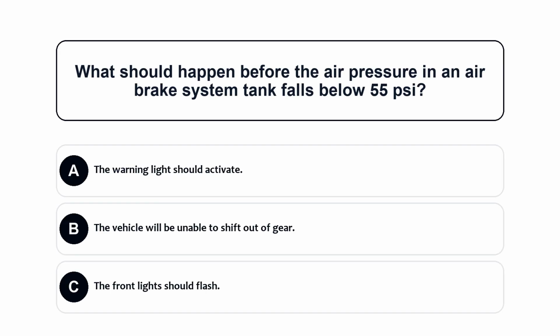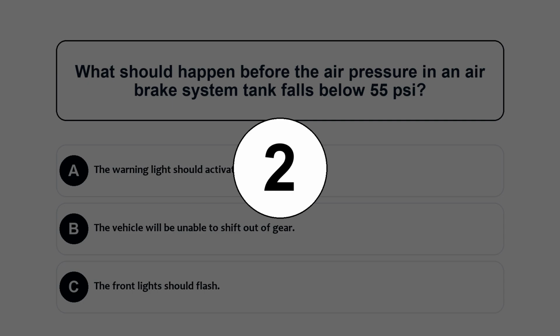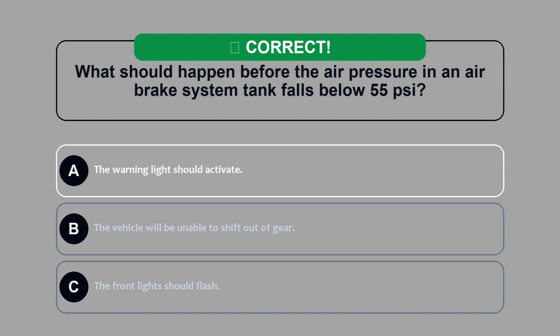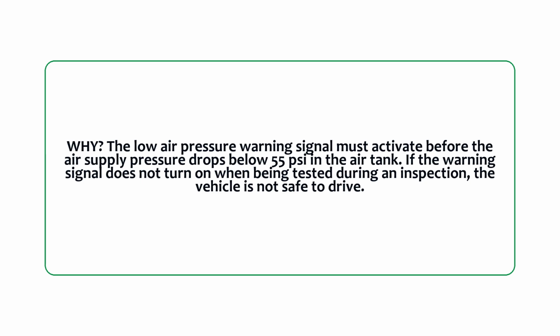Question 3. What should happen before the air pressure in an air brake system tank falls below 55 psi? Option A. The warning light should activate. Option B. The vehicle will be unable to shift out of gear. Option C. The front light should flash. The correct answer is option A. The warning light should activate. Explanation. The low air pressure warning signal must activate before the air supply pressure drops below 55 psi in the air tank. If the warning signal does not turn on when being tested during an inspection, the vehicle is not safe to drive.